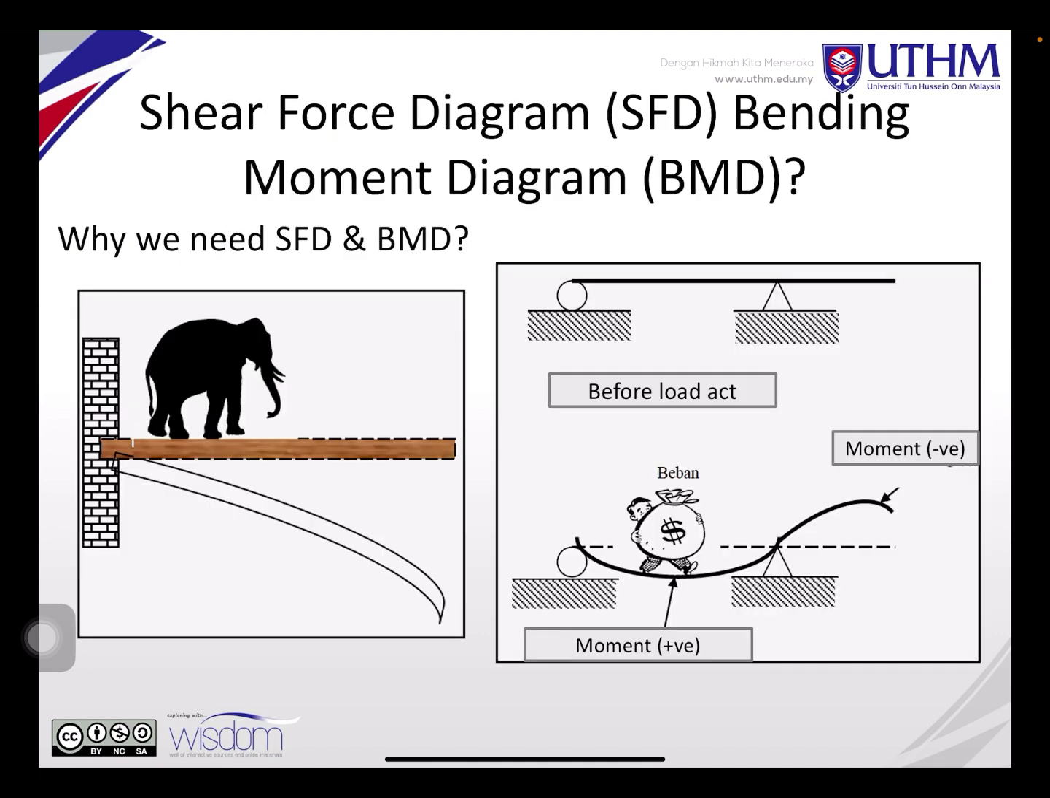Okay, so now we go through the shear force diagram and bending moment diagram, SFD and BMD for short. Why do we need the shear force and bending moment diagram? Imagine you have a force applied on it. How is it going to react? How much is the shear force, how do we imagine the shear force, the curve on it, and how it bends.